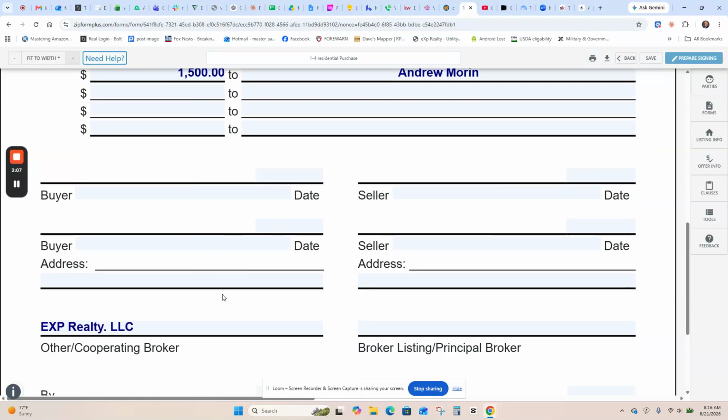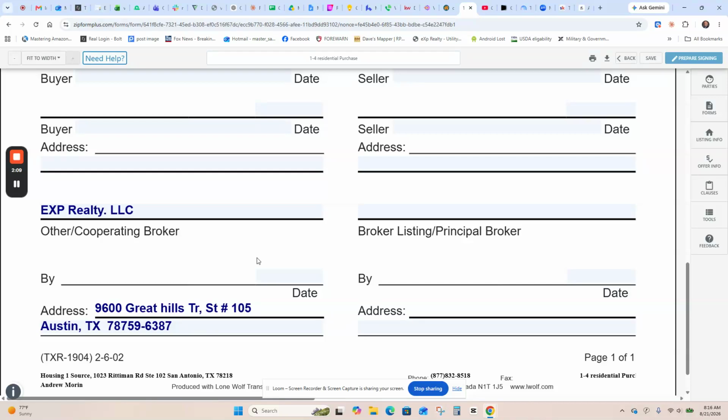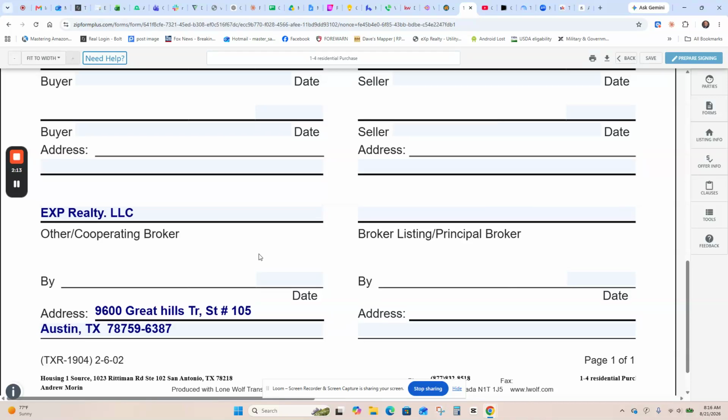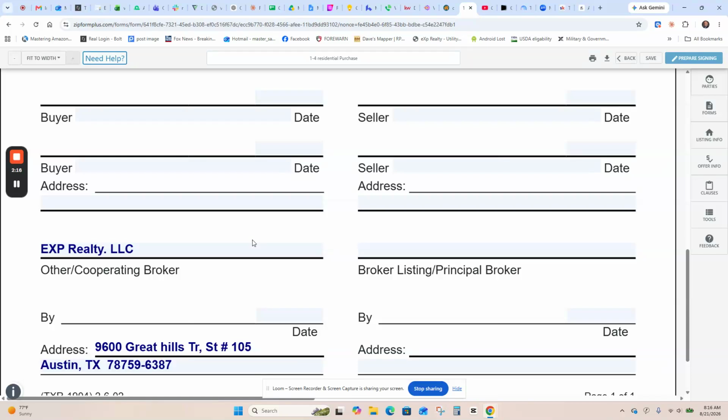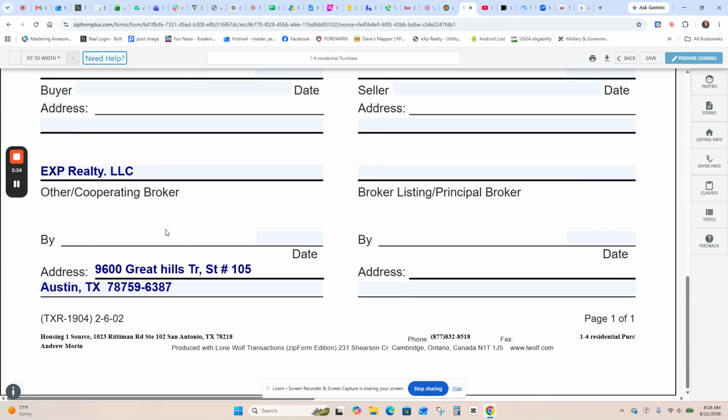And this one is kind of interesting too, because there's very few forms that we have to sign as agents. We don't sign the 1-4. We do sign the buyer tenant rep. We do sign the listing agreement. There's a couple other ones out there that we sign. We're not going to go over all that today, but we have all that. And then this is one of the ones we sign.